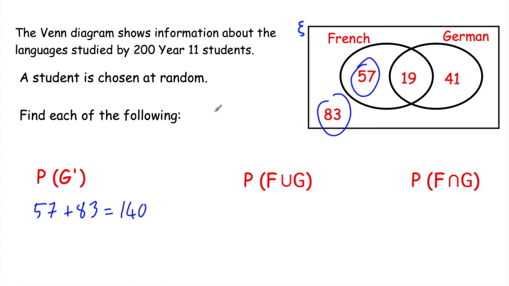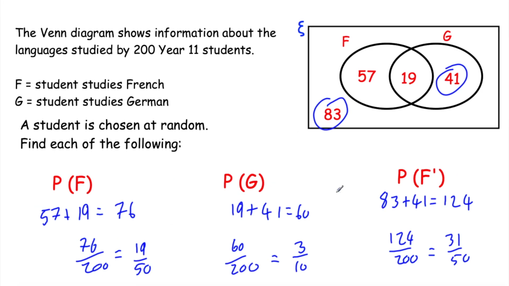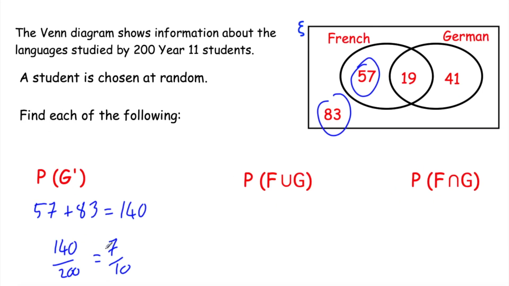And then that means the probability that a student picked at random, if there's 200, is going to be 140 out of 200. And that cancels down to 7/10. So the probability that they don't study German would be 7/10. And remember that we had the probability that they study German was 3/10. So if we took that away from 1, the probability that they don't study German would be 7/10. And that's it. Okay, let's have a look at our next question.